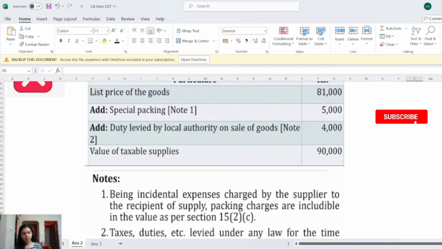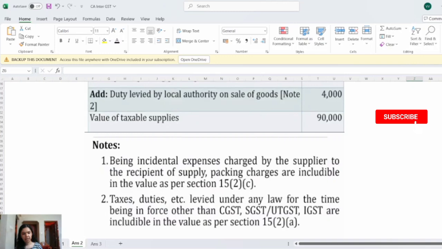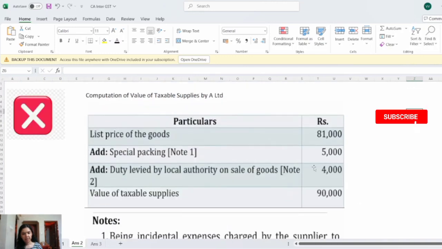And next, add duty levied by local authority on sale of goods, rupees 4,000. For this, note 2 has been given. And note 2 here clearly states that taxes, duties, etc. levied under any law other than CGST, SGST are included. So here also the final answer is right.